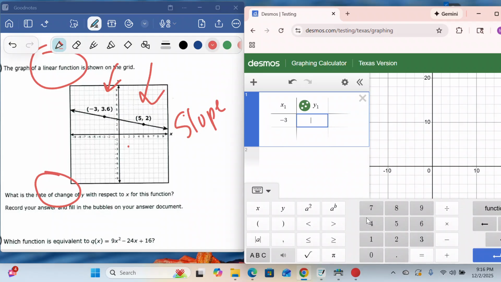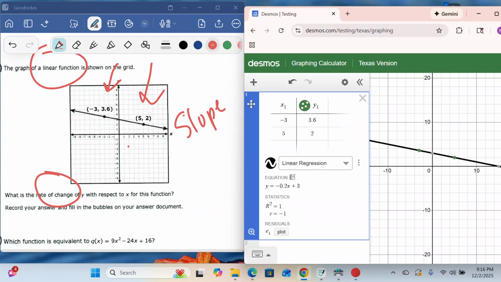Y is 3.6. And now you don't have to be scared of those decimals, because all you have to do is input them correctly, and Desmos does all the work for you. 5, 2 is the next one. There it is. I'm going to add regression. And there is my equation.